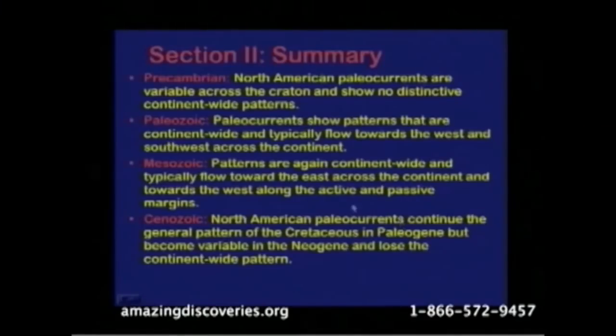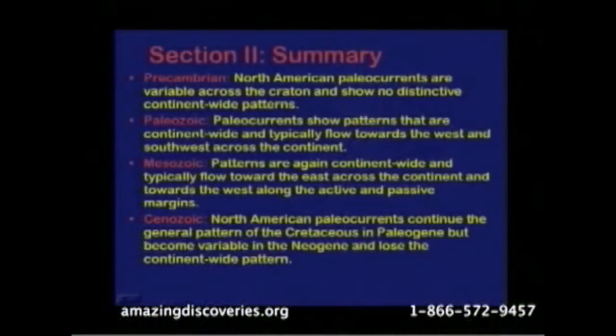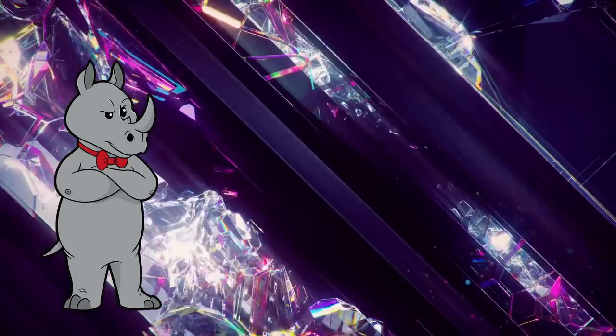So what do we find? Summary. Precambrian. North America paleocurrents are variable across the craton, show no distinctive continent-wide pattern. So right down at the bottom, it's the same as what you would expect today. So maybe the Precambrian was once the surface of the Earth. That's consistent. The Paleozoic, suddenly you show patterns that are continent-wide and typically flow towards the west and southwest across the continent. Only if you ignore 65% of the data.